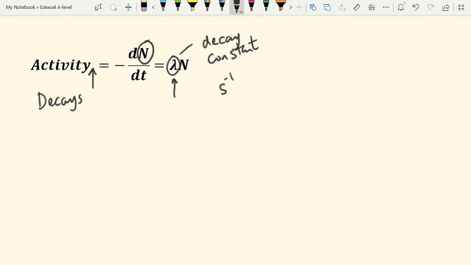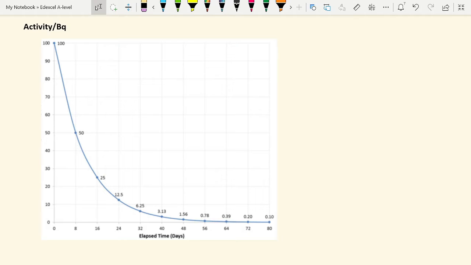This is a very important equation for being able to calculate the activity of a sample from the number of nuclei that you have. As long as you know the decay constant, you can figure out what the activity of a sample is going to be. Or, vice versa, if you have the decay constant, you can figure out how many nuclei you have from the activity.